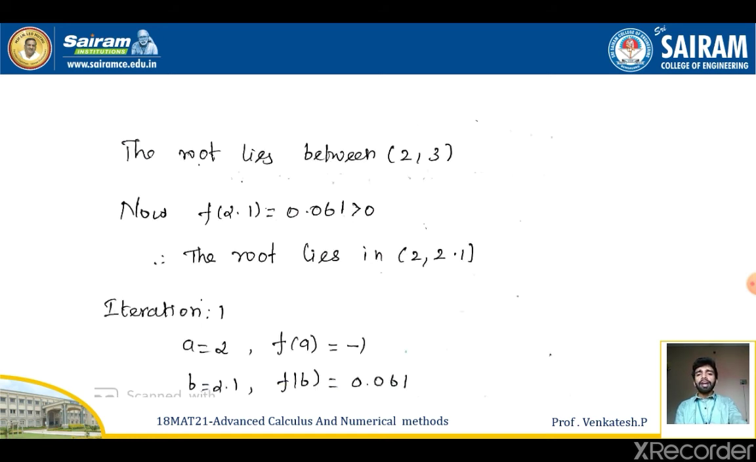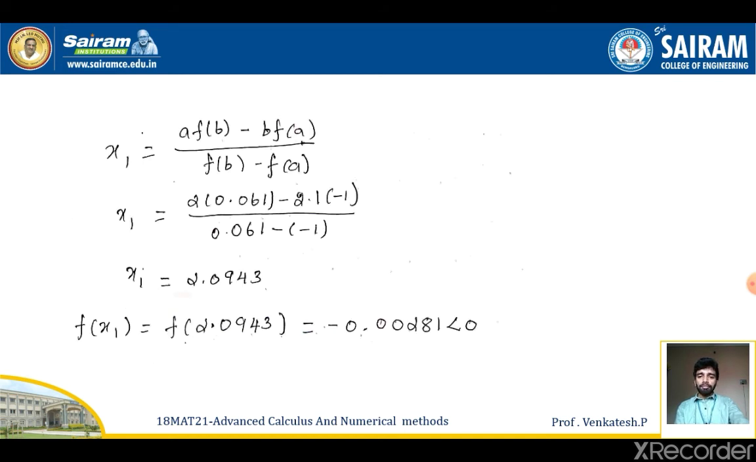Now we'll use a 0.1 difference. I am going to replace 2.1 in the function. On replacing, f of 2.1 is positive immediately, and previously f of 2 is negative. So I can take a equal to 2 and b equal to 2.1. In the same regula falsi formula, x equal to a f of b minus b f of a by f of b minus f of a, I can estimate the value of x1. If I replace both the values in the equation along with a f of b and b f of a, I got the x1 value as 2.0943.